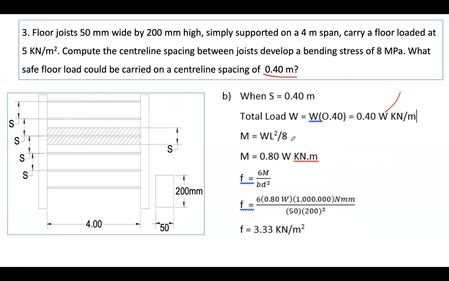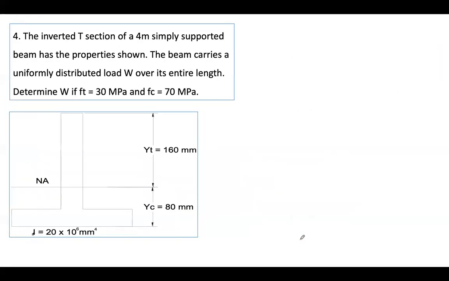So, the same approach, we just go back to this formula. This one is kilonewton meter. We multiply by 1,000 for Newton millimeter, and then millimeter squared. We can compute F equal to 3.33. Okay. So how about this one? This is what I was saying earlier.